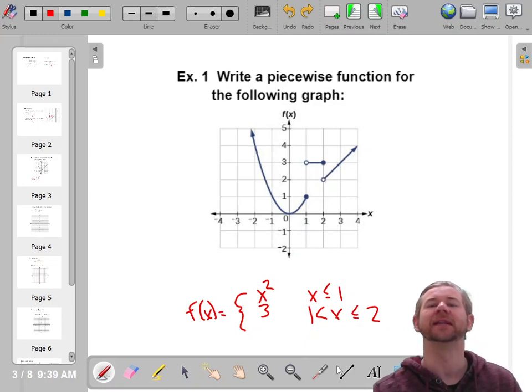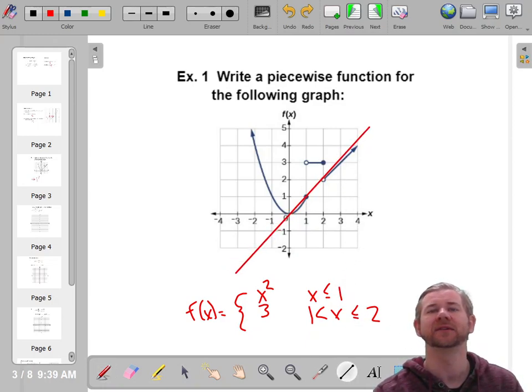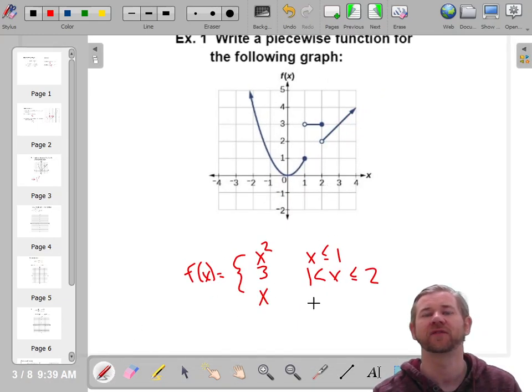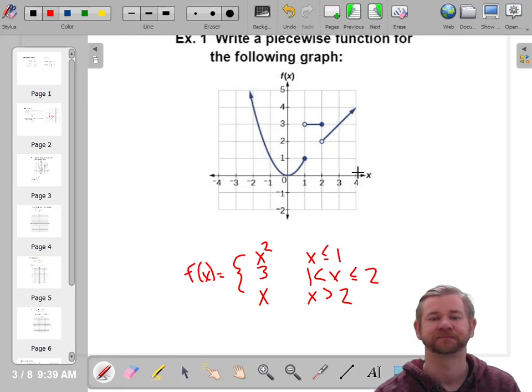And the last one is a line as well, and this line looks like it has a slope of 1, and if you were to work backwards, you can see the y-intercept is 0. So this is just the line y equals x, and we're going to use that for all numbers bigger than 2, so x is greater than 2, and it's an open circle, so strictly greater than. So these pieces make up that graph.